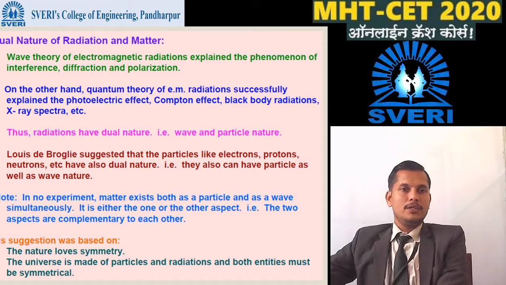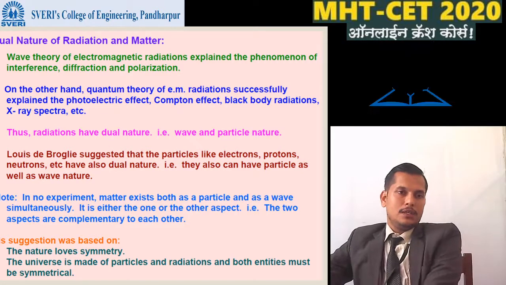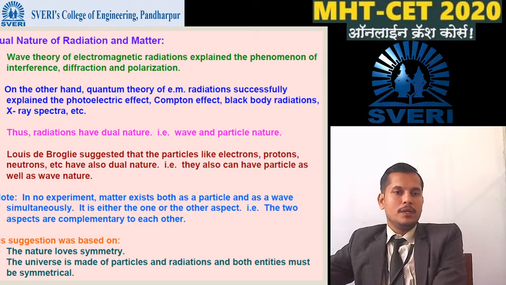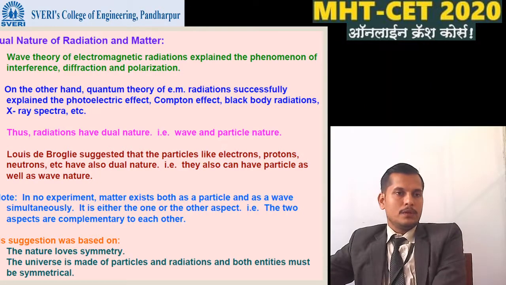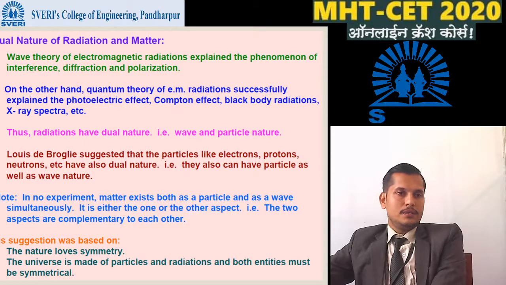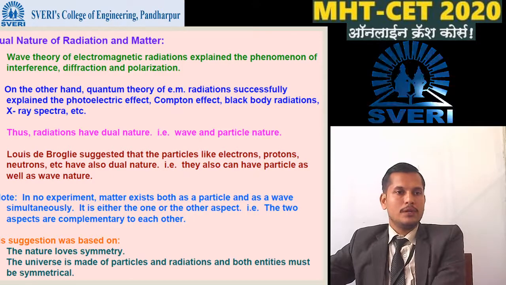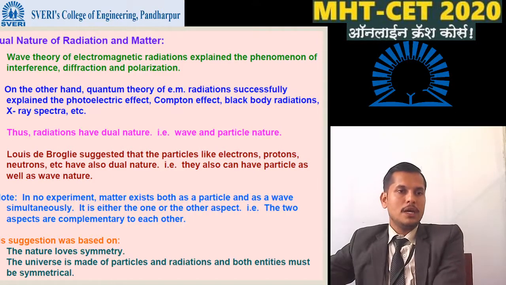Dual nature of radiation and matter याचा अर्थ काय? तर जे रेडिएशन आणि मॅटर आपण कन्सिडर करतोय ते वेव्ह पार्टिकल ड्युअलिटी मध्ये आपण एक्सप्लेन करतोय. वेव्ह थिअरी जी आहे तर ती इलेक्ट्रोमॅग्नेटिक रेडिएशन एक्सप्लेन करते. फेनॉमेना आपण यूज करतो त्याच्यासाठी इंटरफरन्स, डिफ्रॅक्शन आणि पोलरायझेशन. सर त्याचा यूज करून आपण हे प्रूफ करतो की इलेक्ट्रोमॅग्नेटिक रेडिएशन्स हे वेव्ह नेचरचे आहेत.